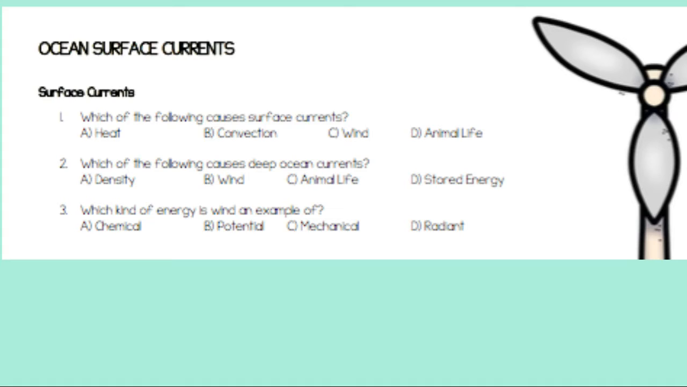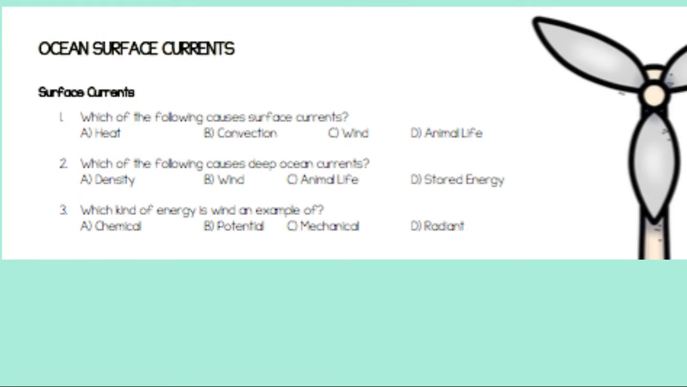Number 2. And again, my expectation is that you're doing this in your Ultimate Science notebook, or on a spare sheet of paper. Which of the following causes deep ocean currents? Is it A, density, B, wind, C, animal life, or D, stored energy? Think about that answer in your head. Circle it on your paper. Giving the answer in 3, 2, 1. It is actually A, density, because remember, what causes those deep ocean currents is that cooling water sinking and that hot water rising, that higher salinity water sinking, that less salinity water rising. So it's a convection current. It's like that conveyor belt that we see at the grocery store.